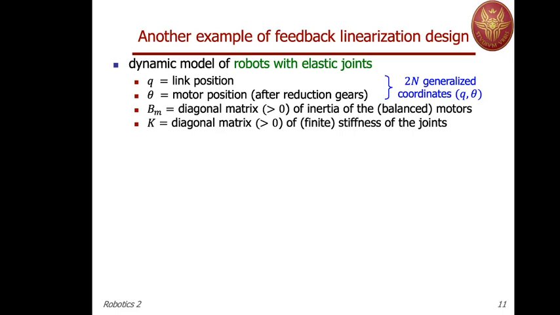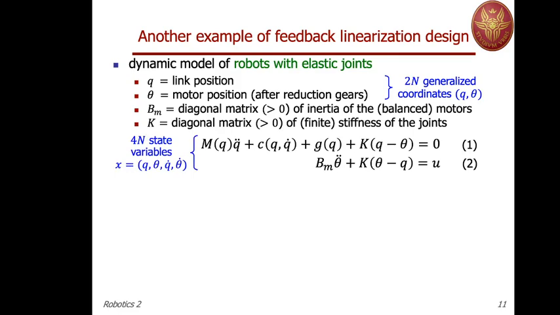So if you have a robot with n joints, all of them being elastic, you need a set of 2n generalized coordinates q and theta, as opposed to the case of rigid robots, which would have only the n generalized coordinates q. We have also introduced the inertia matrix of the motors, which are assumed to be balanced, so their center of mass is on the axis of rotation. And we have introduced a diagonal positive definite matrix as well, K, with the finite stiffness of the joints. So when K goes to infinity, the joints are infinitely stiff, so they are rigid, and in fact the theta variable becomes equivalent, after reflection through the reduction gear, to the link position, and we don't need to introduce this second set of generalized coordinates.